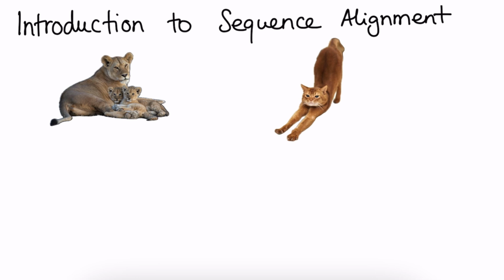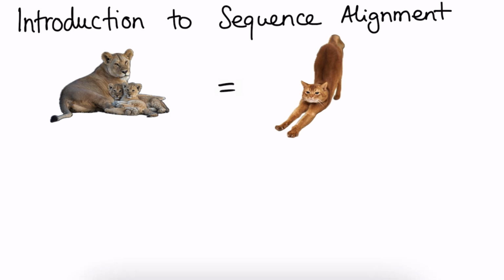Suppose you have sequenced the genome of two animals from different species, a lion and a cat. Now you want to find out how similar these two species are to each other. How would you go about this? The first step you would probably perform is called a sequence alignment.